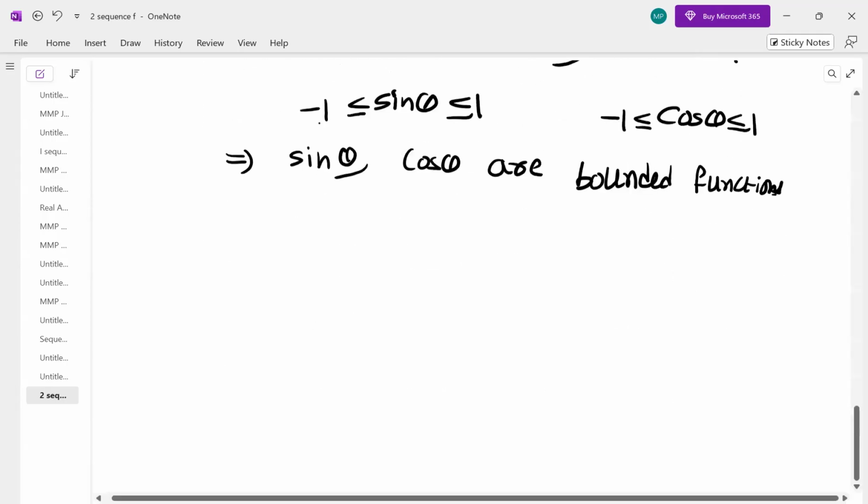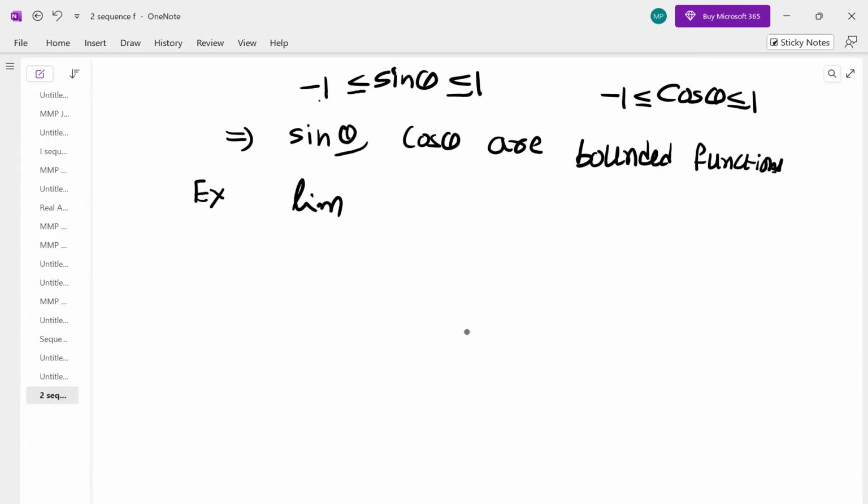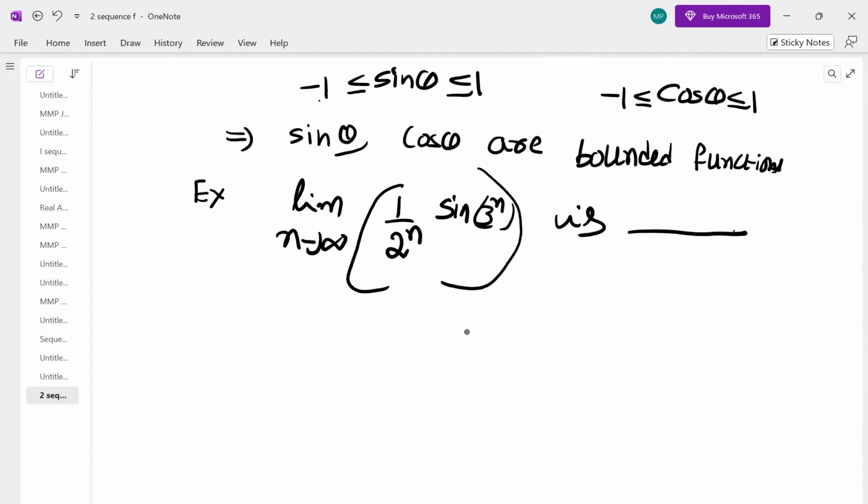So what is the application? The application of this is, for example, limit n tending to infinity of (1/2) power n into sine of 3 power n. Generally, what students think is, sine 3 power n means 3 power infinity, infinity, so sine infinity, they think. So don't apply directly. Whenever a product is there, this is your Sn, this is your Tn.